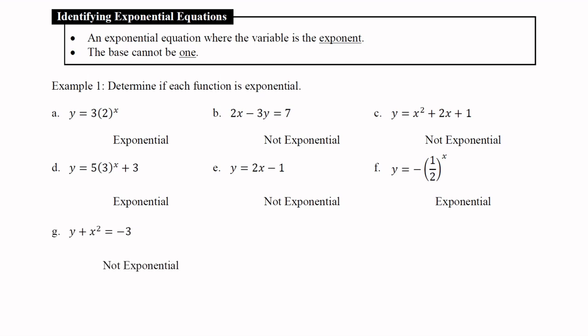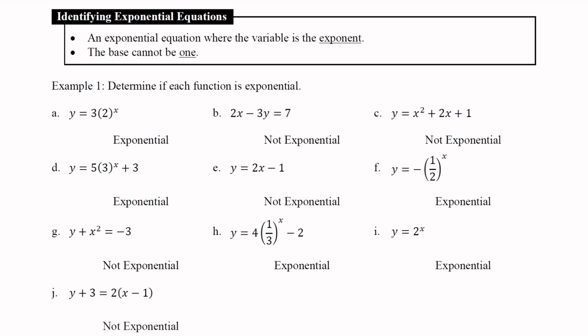That is not exponential. y equals 4 times 1/3 to the x minus 2. The x is in the exponent, so it is exponential. y equals 2 to the x. Again, the x is in the exponent, so it's exponential. y plus 3 equals 2 times the quantity x minus 1. This is not exponential. There are no x's in the exponent.